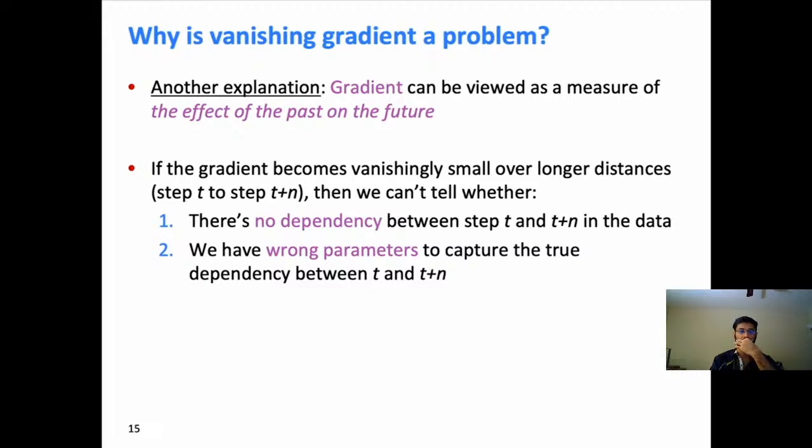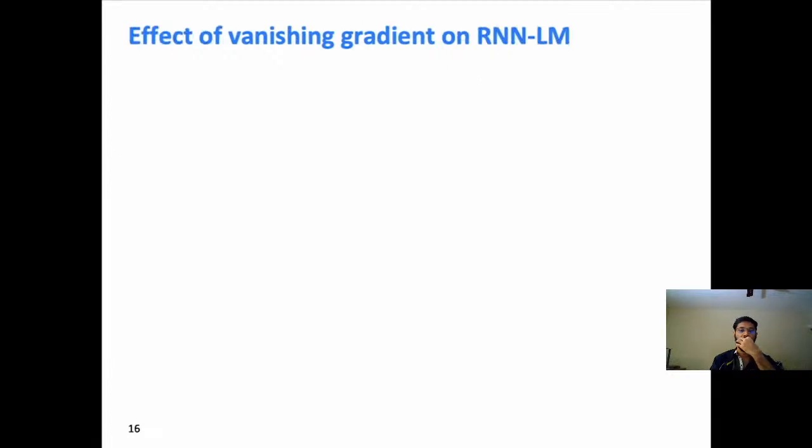And the problem with the vanishing gradient problem is that we're unable to tell in this situation which of these two situations we're in. Okay, so this is all pretty theoretical. I think this example should make it a little bit more clear why the vanishing gradient problem is bad.